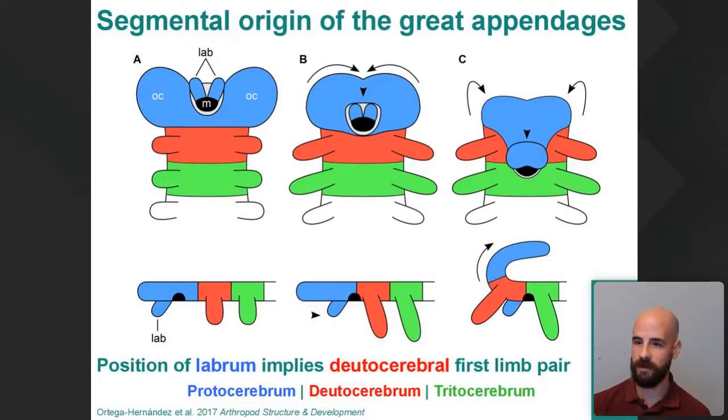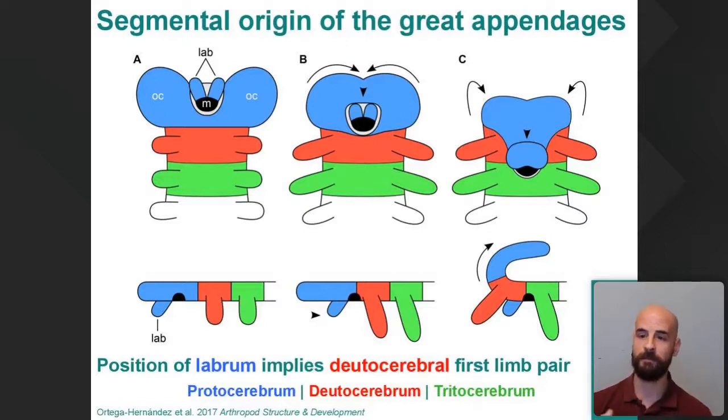Now, whether this is a labrum is actually extremely important for interpreting the morphology or the segmental origin of these great appendages, because the labrum itself has very strong segmental implications for the head. So if we see this diagram, this is a very schematic germ band representation. In panel A is an early germ band stage, and the labrum originates at the very front of the germ band in association with the mouth in the protocerebrum.